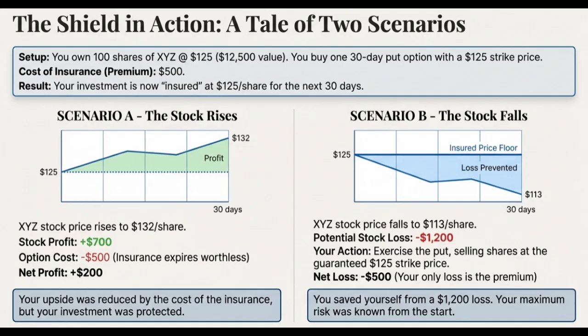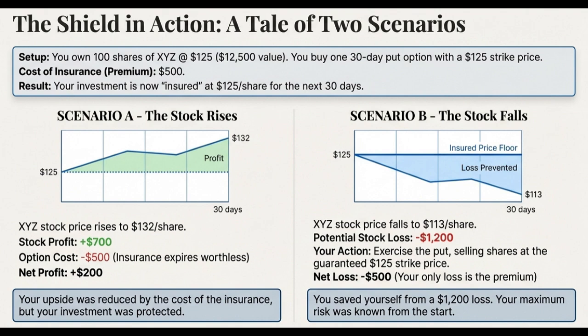Let's see how the shield works in these two scenarios. The setup is simple. You own 100 shares of XYZ at $125 and you pay a $500 premium for insurance. First scenario, the stock rises. If the stock rises to $132, your profit is $700. After paying the $500 insurance cost, your net profit is $200. Yes, you give up some upside for this protection.